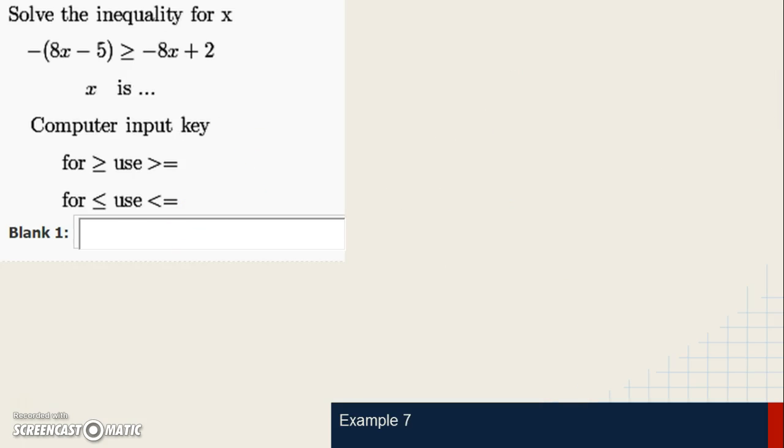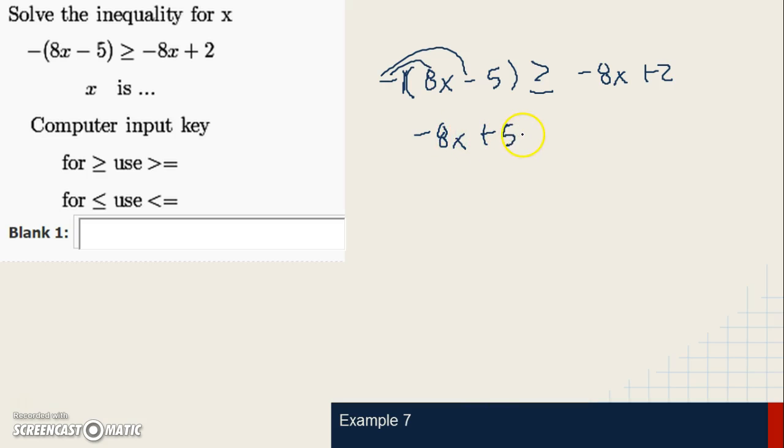Example number 7. Negative times 8x minus 5 is greater than or equal to negative 8x plus 2. Since I can simplify, that's what I'm going to do first. This negative is the same thing as just a negative 1, if you want to write a 1 right there to help you distribute it. So I'm going to distribute this negative, and I get negative 8x plus 5 is greater than or equal to negative 8x plus 2.